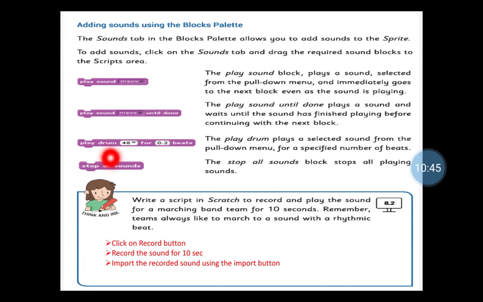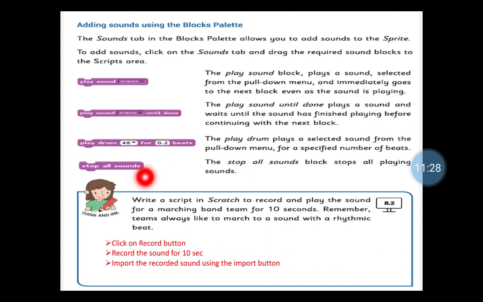Next one is play drum for some beats. This is also one block palette. The play drum block plays a selected sound from the pull down menu for a specified number of beats. Here again you have to select the sound from the arrow mark. Then you have to write the number of beats you want to play. Whichever number you have written, that many beats only it will play.